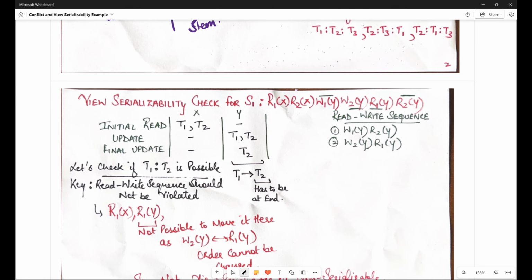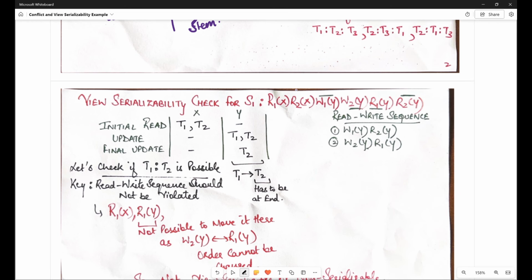So both the reads are initial reads. So therefore T1, T2. Okay, coming to Y, there is a read operation happening on Y, but before that there have been 2 write operations, right? So this is not an initial read, right? There is another read operation happening on Y over here, but again 2 write operations have happened already. So no initial read for Y. So we've kept it blank.